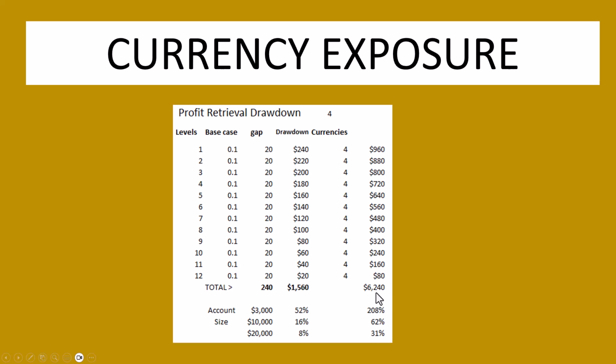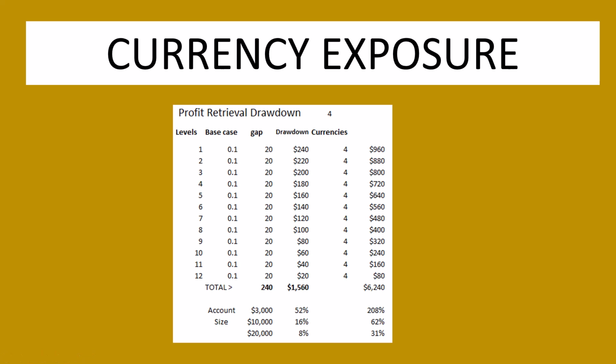That means they are exposing themselves to 4 times the risk that a single currency would have. And there you can see the drawdown, $6,000 if you're trading 4 currencies at the same time, or we're allowing 4 currencies to be traded at the same time. That's the potential risk you're exposing yourself to. And on a $3,000 account, obviously you're going to blow the account.